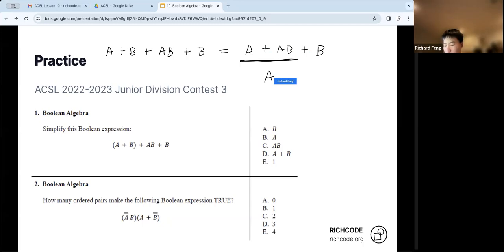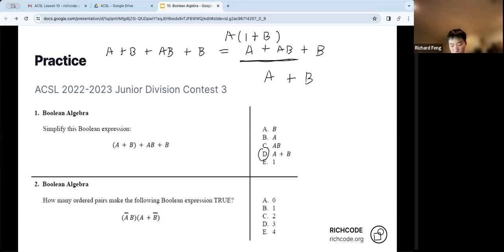If you forgot what the absorptive law is, you can prove it by just factoring out an A. So it becomes A and parentheses 1 or B. 1 or B is always 1. So this whole term is just A. So it evaluates to A or B. So D is correct for question 1.